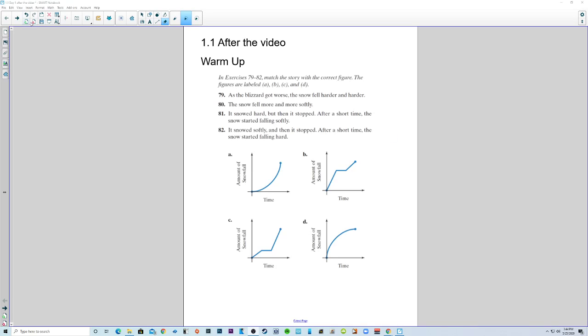This is section 1-1, day 1 after the video. We have a warm-up in exercises 79 to 82. Match the story with the correct figure. Figures are labeled A, B, C, and D.